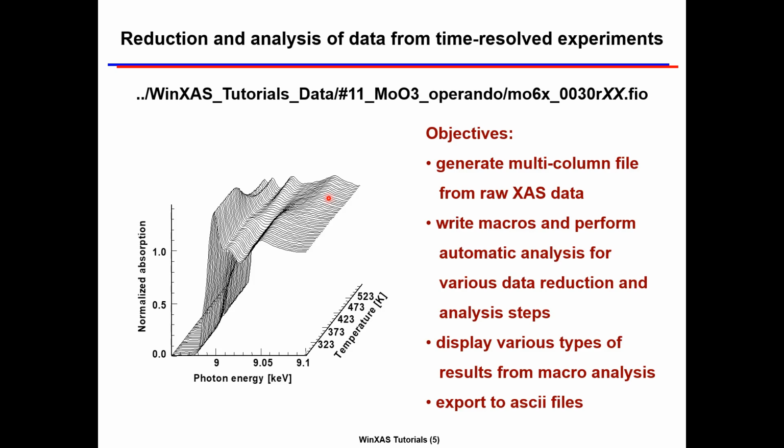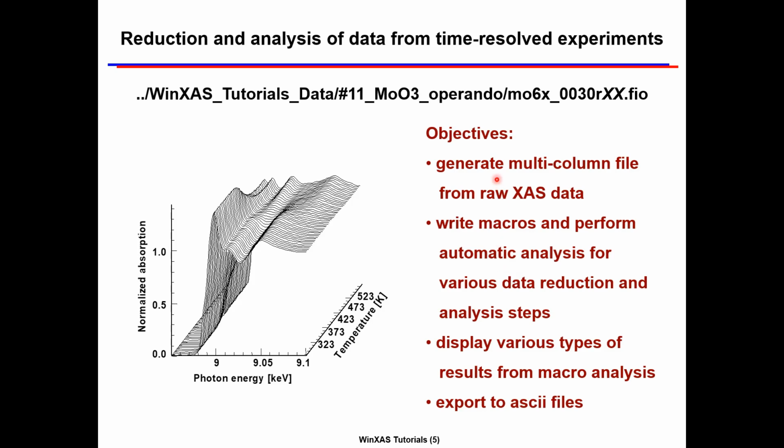Coming next is the hands-on session. Objectives will be performing the before-mentioned three steps of analysis of a series of XAS spectra from a time-resolved experiment, which are generating a multi-column file, writing various macros for data reduction and analysis, and eventually looking at and exporting the resulting curves or fitting parameters. Data reduction and analysis will include normalization, factor analysis, LC XANES fitting, atomic absorption correction, and XAFS refinement. For details of any of these procedures, please refer to previous tutorials.